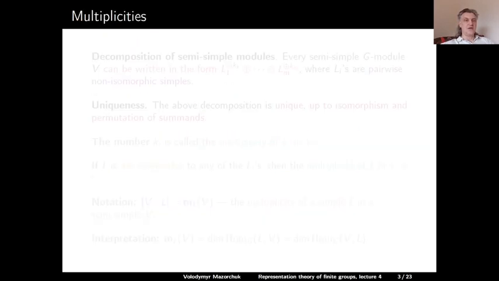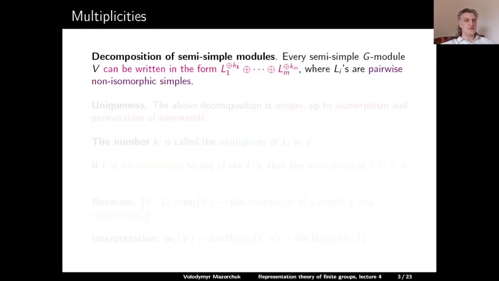We also have seen the notion of multiplicity. Assume that we have a semisimple G module V. Then we can write V as a direct sum of simple modules, and then we can collect together the simple summands which are isomorphic. So we can write V in the form L1 to the power direct sum K1, plus L2 to the power direct sum K2, plus and so on, plus Lm to the power direct sum Km, where now all simple modules Li are pairwise non-isomorphic.